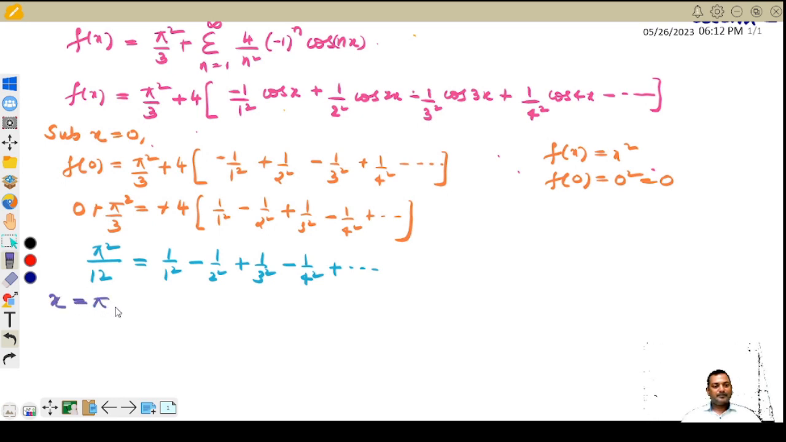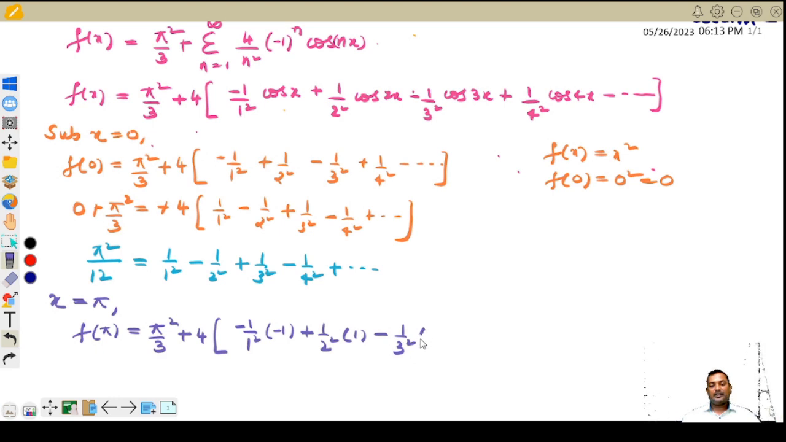Okay. Next, to obtain the second result, what I am going to do is substitute x equal to pi. So by substitution of x equal to pi, f of pi is equal to pi square by 3 plus 4 times of, look here, cos pi value is minus 1. This is minus 1 by 1 square into minus 1 plus 1 by 2 square into cos 2 pi. Cos 2 pi is 1, students. Next, minus 1 by 3 square into cos 3 pi is again minus 1, plus 1 by 4 square into cos 4 pi is 1.